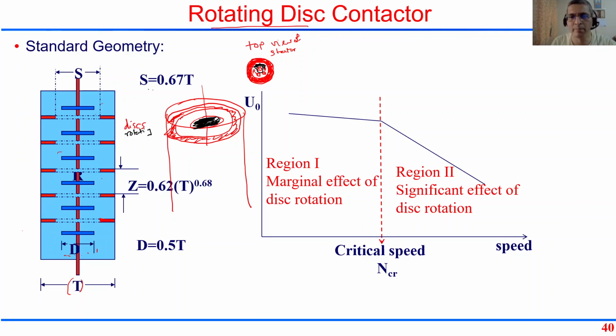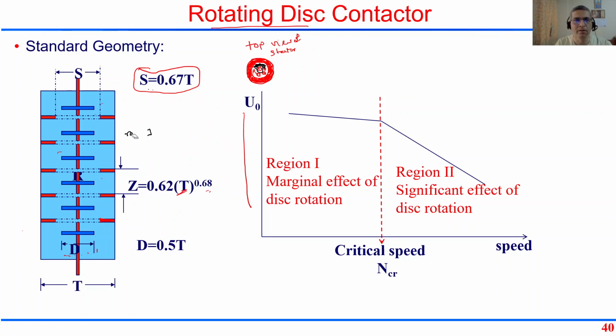Okay, so people did experiments, and people gave some recommended geometry: the size of the opening of the stator should be about 2/3 of the size of the tank. The gap between the spacers should be related to tank diameter raised to 0.68 and so on. And D, the impeller diameter or disc diameter, should be about half of the tank diameter, because we want a little higher diameter, because there is no agitation. The breakage is happening because of the disc rotation, because of the shear generated by this rotating disc.